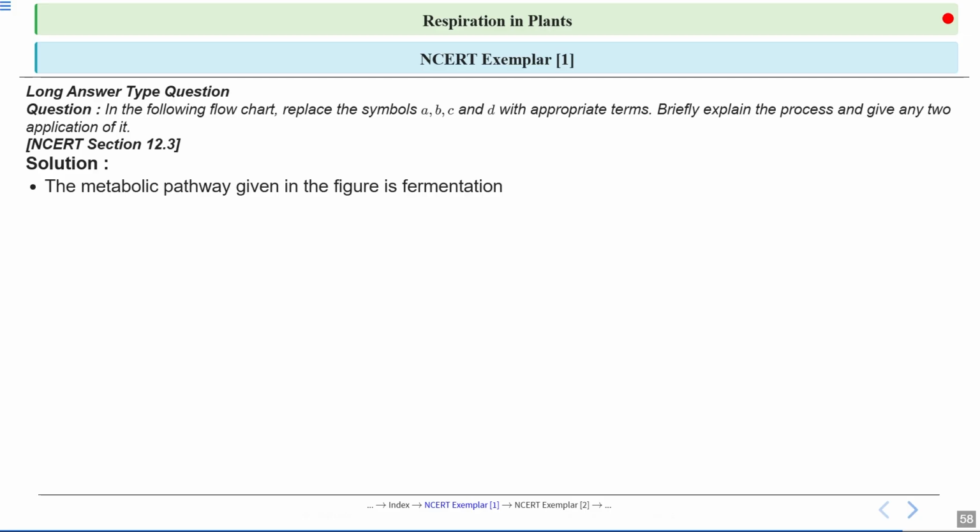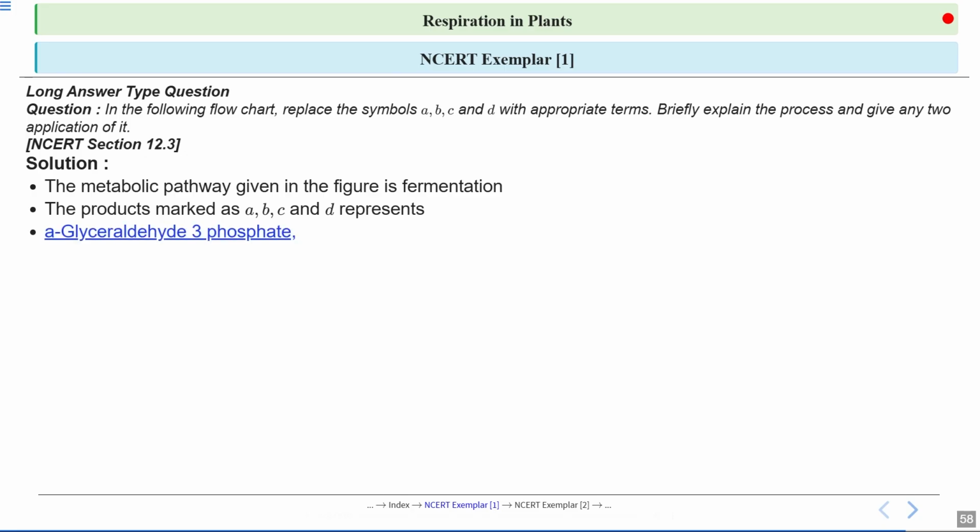Now if we talk about the figure, the metabolic pathway that is given is fermentation. So the products marked as A, B, C and D are as follows. Let's look at the products. A is glyceraldehyde 3-phosphate. This is an intermediate in glycolysis.